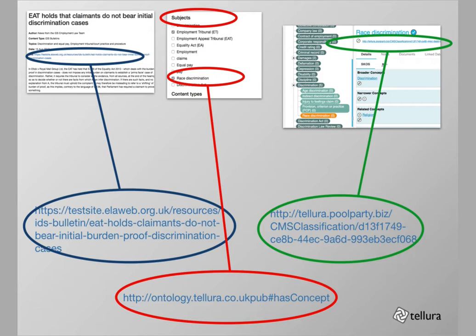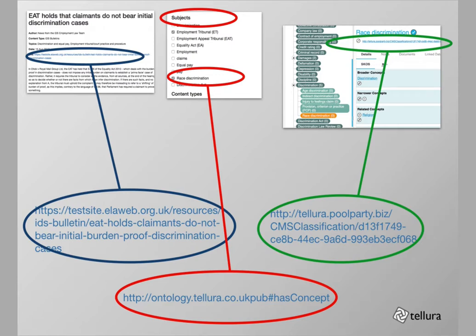And in this particular example, this has the title EAT holds at claimants, etc., etc. And we've defined that it's classified with the subject of race discrimination, amongst other things. And this classification creates a semantic triple. We've got the URIs of the subject and the object, and the information model determines the predicate is has concept. That's because we've chosen to treat concept links within the subject's concept scheme as being a has concept type relationship.